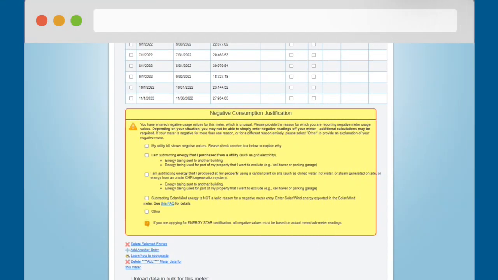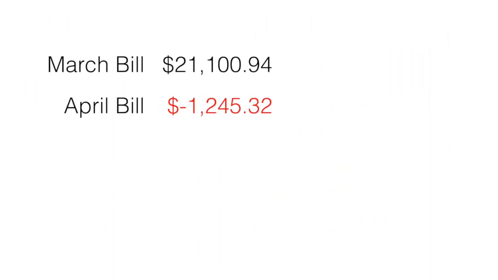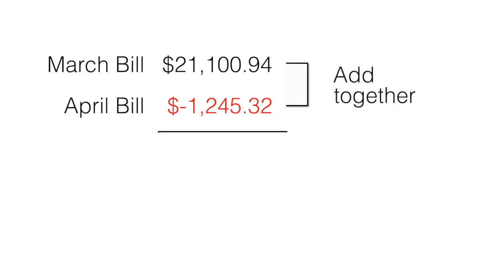Ignore the checkboxes in the yellow error message. They will only step you through reasons why you cannot have a negative number. Checking the boxes will not resolve the error. If you have a negative bill, the best way to resolve the error is to add the value of the negative bill to the value of the bill for the previous billing period. This should give you a positive total for the 2 bills.